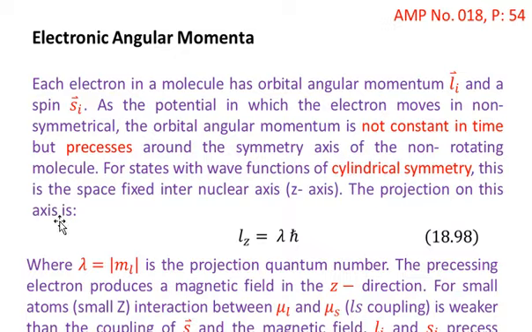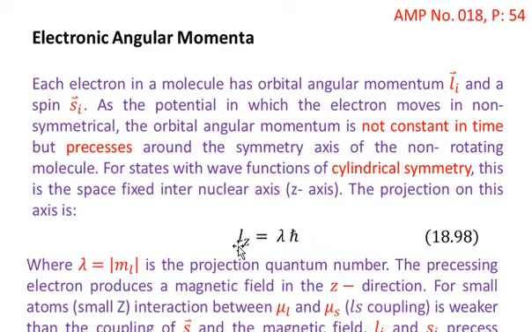The projection on this axis is this. Here I have written the equation Lz is equal to lambda times h bar, where Lz is the z projection of the angular momentum on the z-axis. So lambda is actually the projection, and I have multiplied it with h bar so that I can have the units of angular momentum.